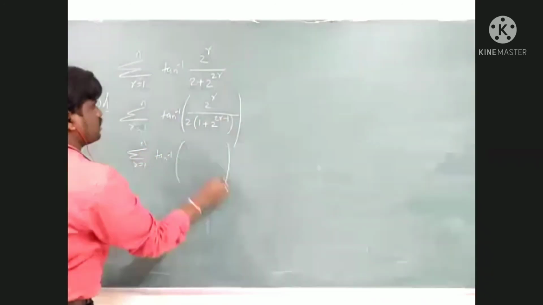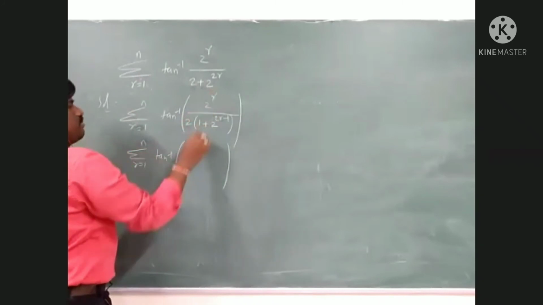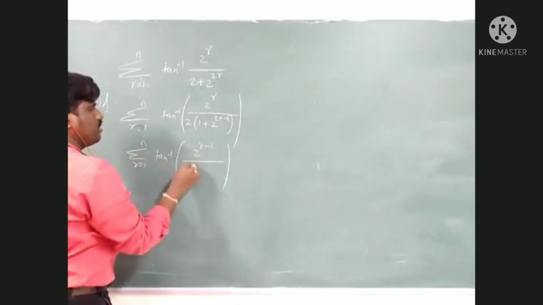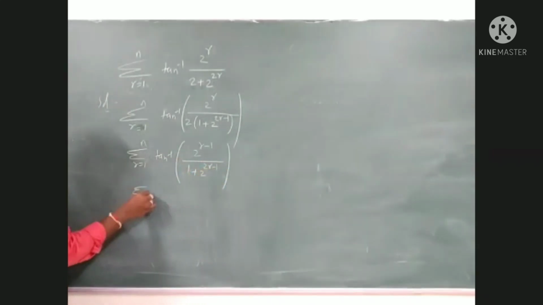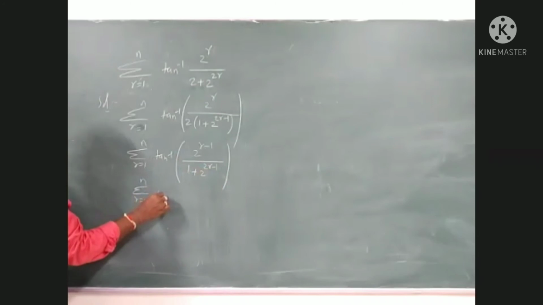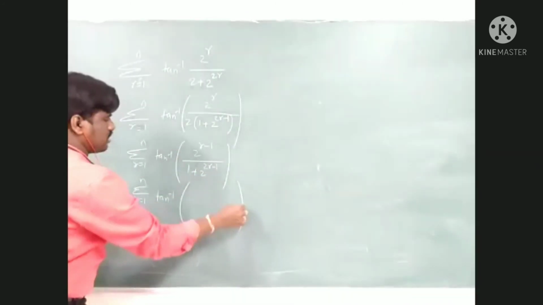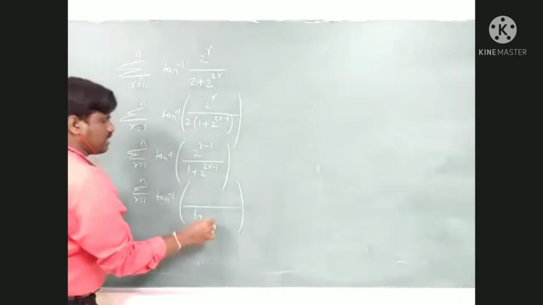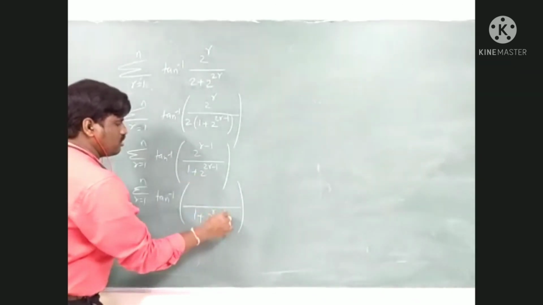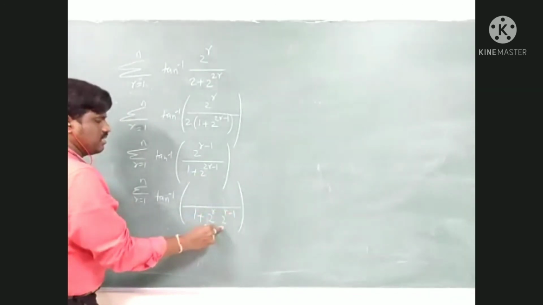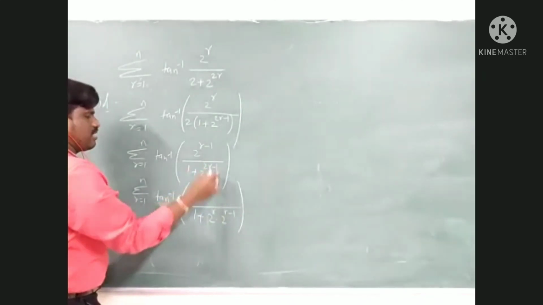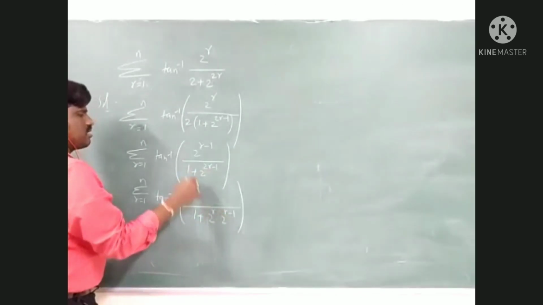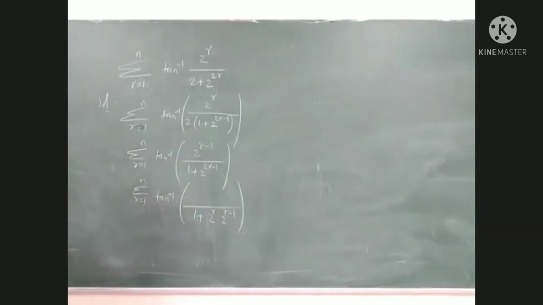We can write as 2 to the power of r minus 1 upon 1 plus 2 to the power of 2r minus 1. Now I can write as sigma r equal to 1 to n tan inverse. Here, 1 plus can be written as 2 to the power of r into 2 to the power of r minus 1. Can I express it like this? Then 2 to the power of r plus r minus 1 gives 2r minus 1, so I can make the subtraction on the numerator. Do you agree with this?